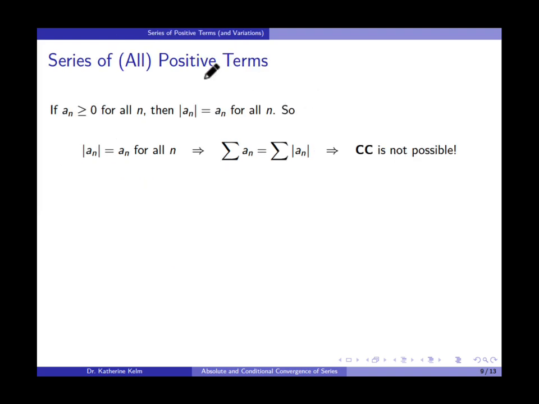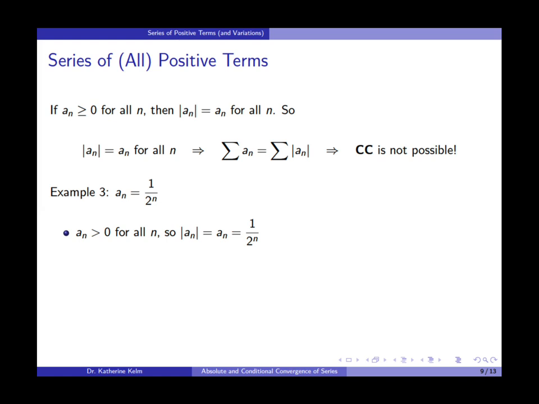convergence. If the terms of a series are all greater than or equal to 0, then absolute values won't do anything. So that will mean that the series of absolute values will be the same as the original series. And therefore, both series will either converge or they will both diverge. So conditional convergence is not possible.